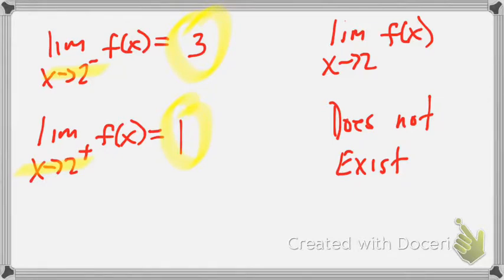And one more key point. Because the limit as x approaches 2 of f of x does not exist, it's discontinuous at that point. Alright, so we would have a point of discontinuity at x equaling 2. So that's example 4.